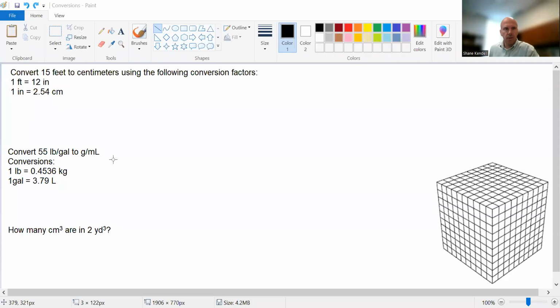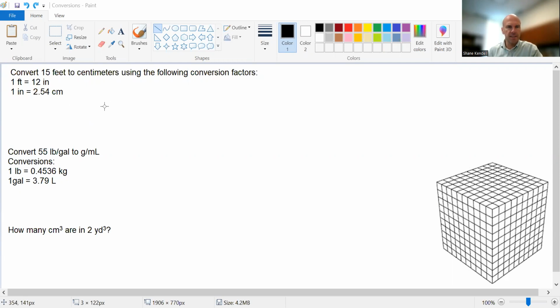This is just going to be a video to cover a few conversions. So here I've got a Paint application just opened, and we'll look at a few of these questions and see the process used to answer them. The first question is to convert 15 feet to centimeters, and we have the conversion factors. 1 foot is 12 inches, and 1 inch is 2.54 centimeters.